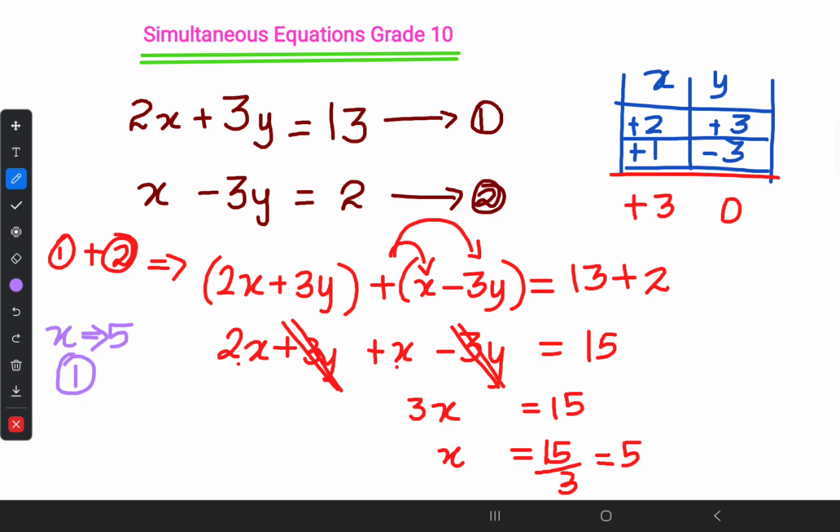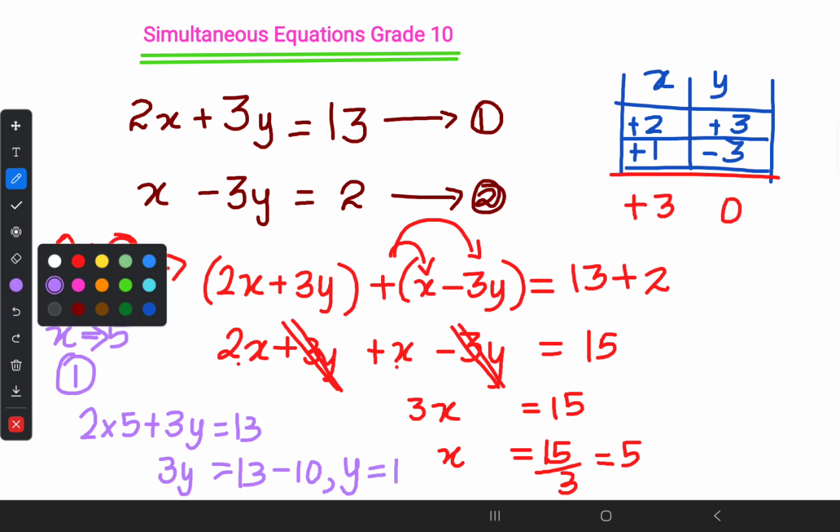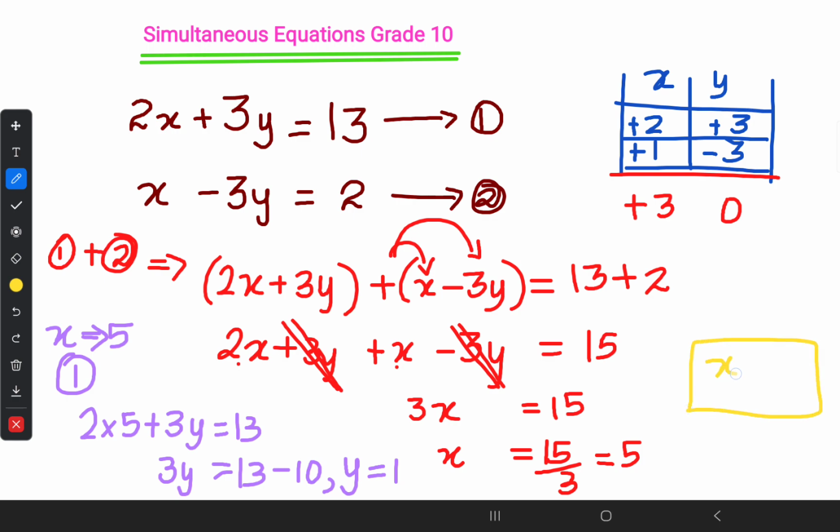X equals 5 substituted in the first equation. So that means 2 times 5 plus 3y equals 13. So 3y would be equal to 13 minus 2 times 5, which is 10. If 3y equals 3, y should be equal to 1. So we got the solutions for x and y separately. X equals 5 and y equals 1.